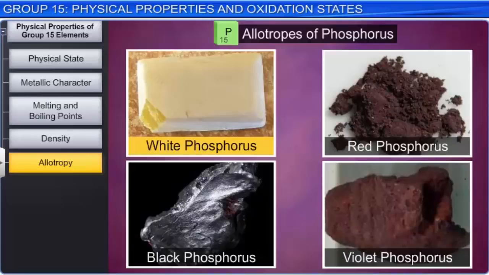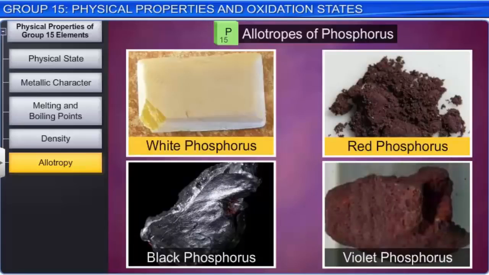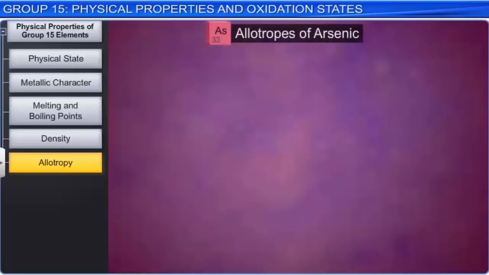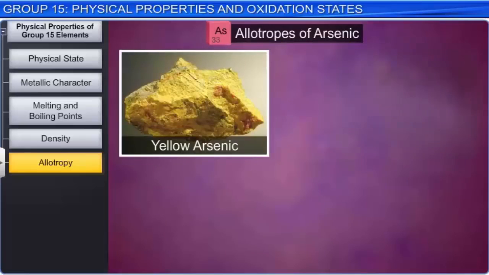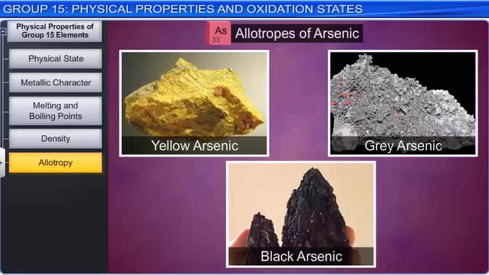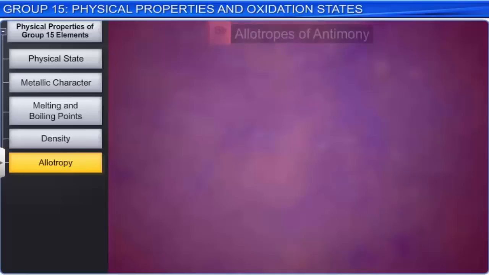Arsenic exists in three important allotropic forms: yellow, grey, and black. Antimony also has three important allotropic forms, namely yellow, explosive, and metallic.